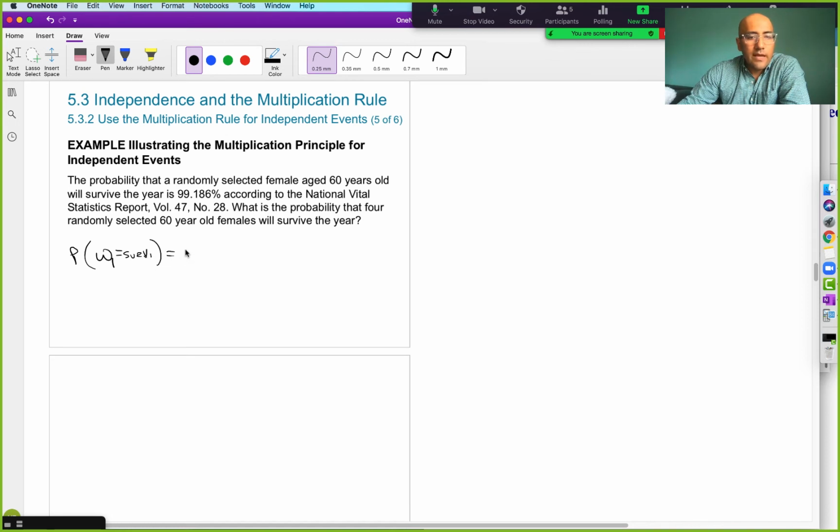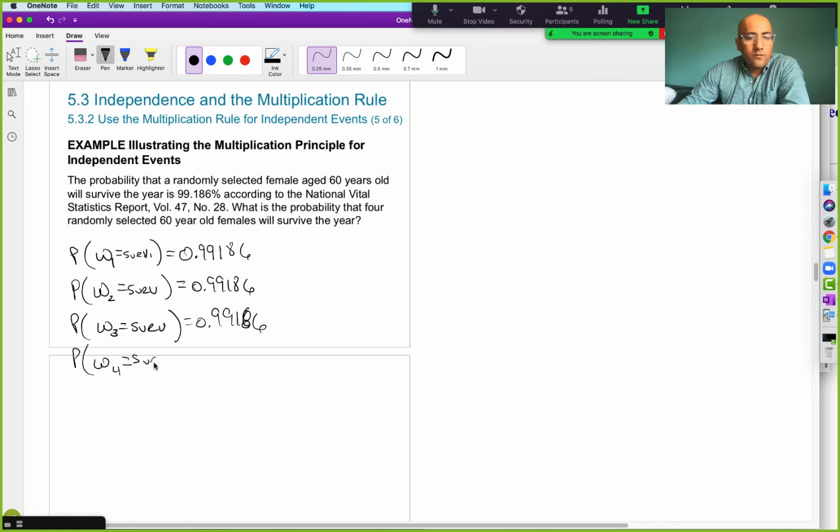Well, that's just 0.99186, and that's the same thing as the probability that woman sub 2 survives. That's 0.99186, right? For any independently chosen woman that's 60 years old, the odds that they survive the next 12 months are 0.99186.